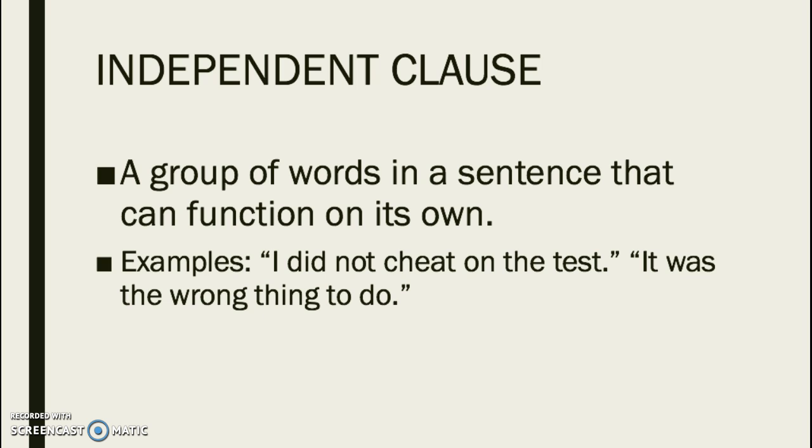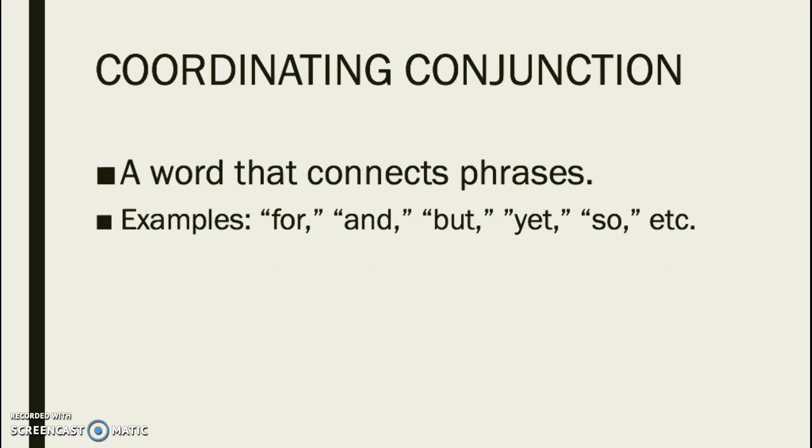Now, in order to form a complex sentence from these two independent clauses, we need to connect them using a coordinating conjunction. Now, a coordinating conjunction is a word that helps connect phrases together. Examples of these include for, and, but, yet, and so. And there are lots more of those as well.